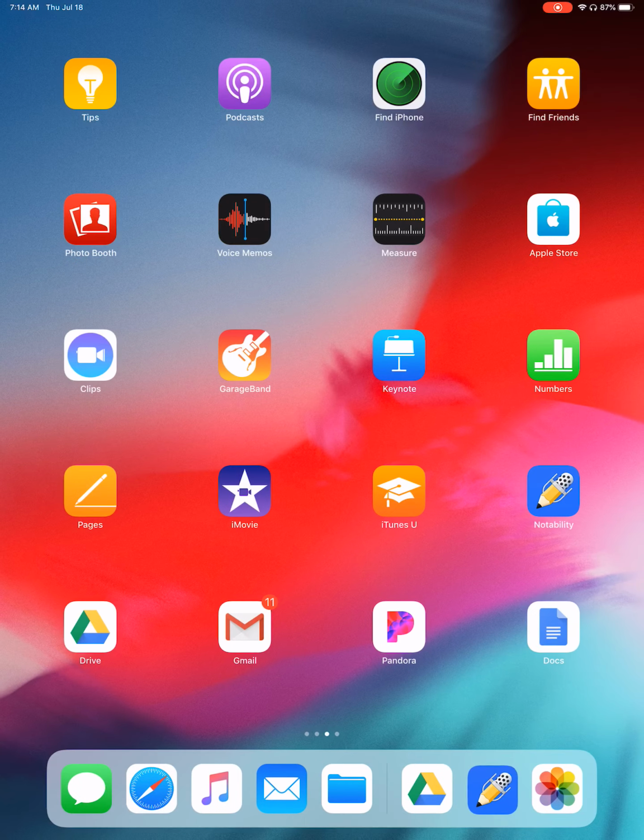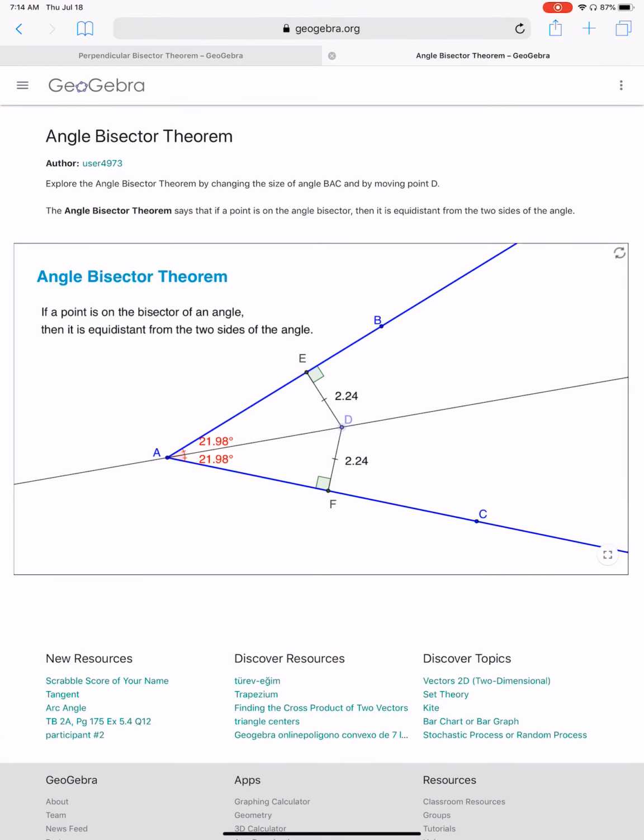And again, here is another live action version of that with the angle bisector. So you have this angle EAF, and this point D that is on the angle bisector, okay? Notice it's bisected because each angle is 21.98. I know D lies on the angle bisector because 2.24 is equal to 2.24, right? So check it out. As I move it, it still stays equivalent because I'm moving it along that angle bisector. So they stay equivalent. All right, that's that angle bisector in action.